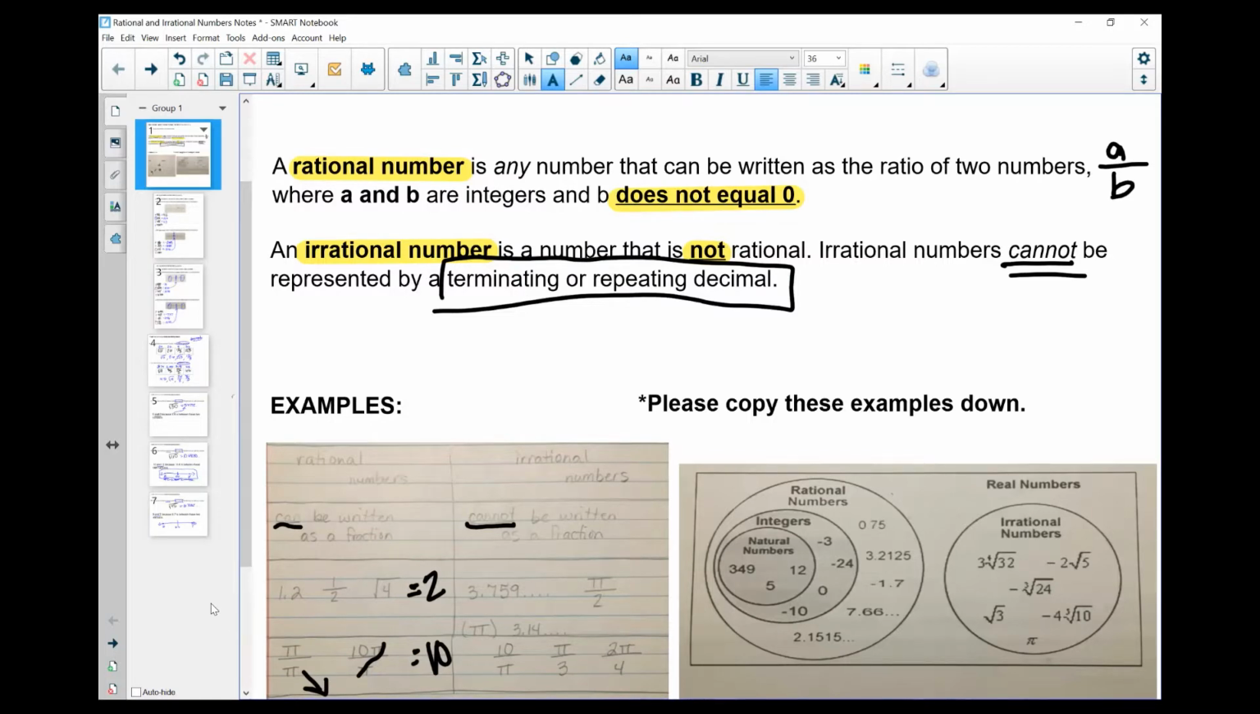So a rational number can be any number that is a whole number, of course, and it can be written as a fraction. And I have some examples down here, which I'm going to show you.